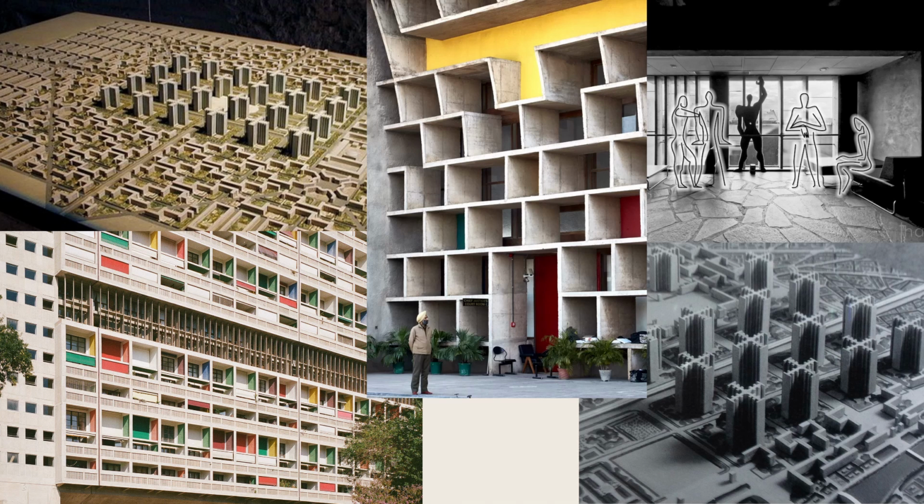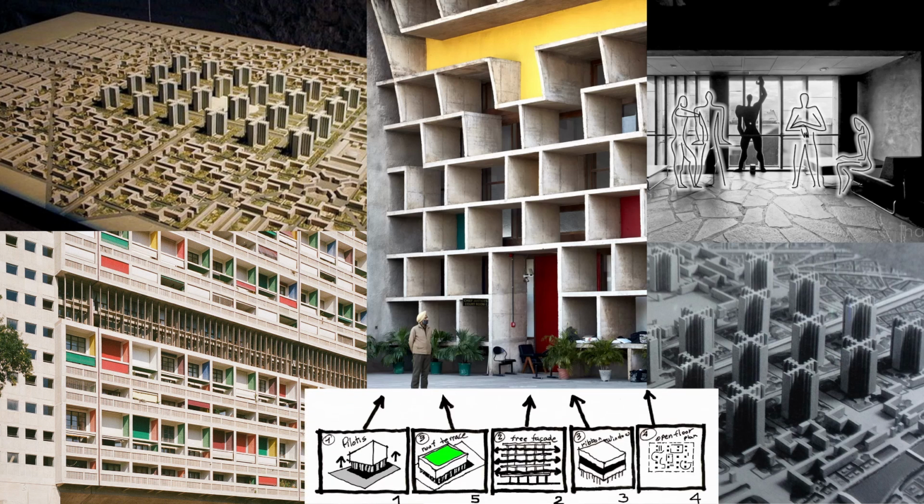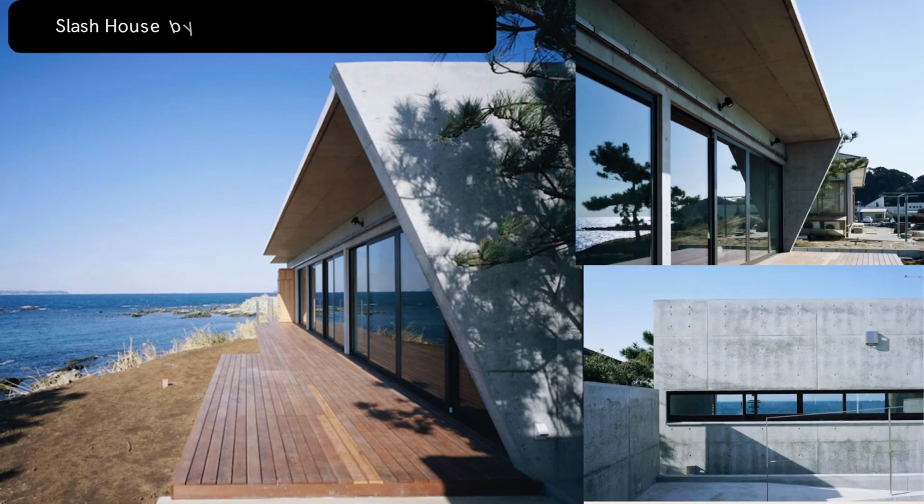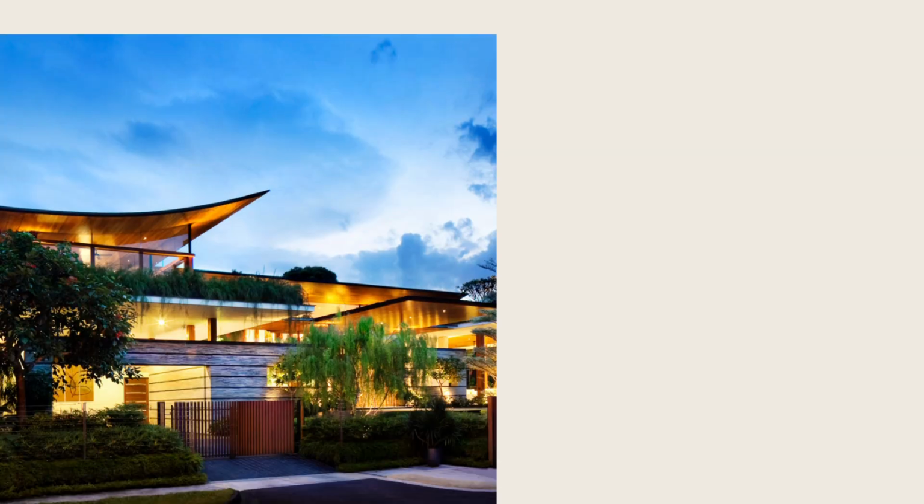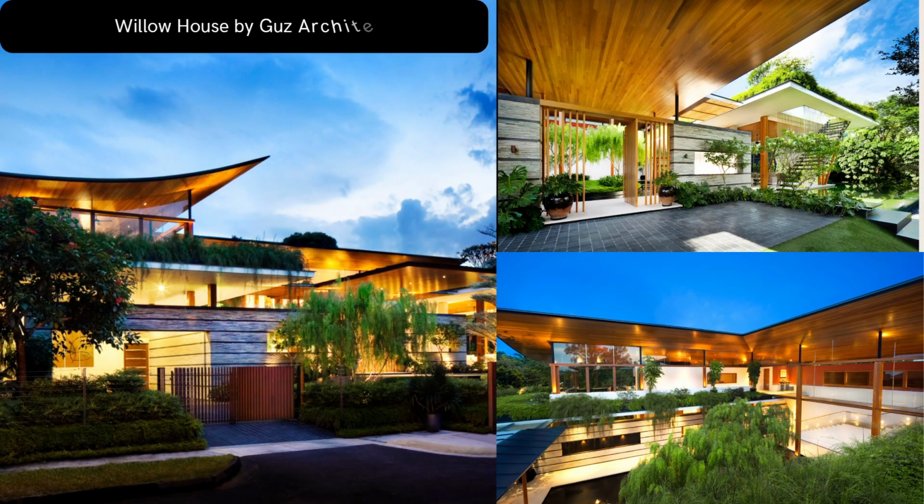Le Corbusier's influence extends beyond housing to include transformative sacred spaces and pioneering furniture designs. His principles continue to shape contemporary architecture, driving advances in practical and accessible urban living. Here are some examples of modern architecture influenced by Le Corbusier's 5 points of architecture: Slash House by Apollo Architects and Associates, Will House by Goose Architect.